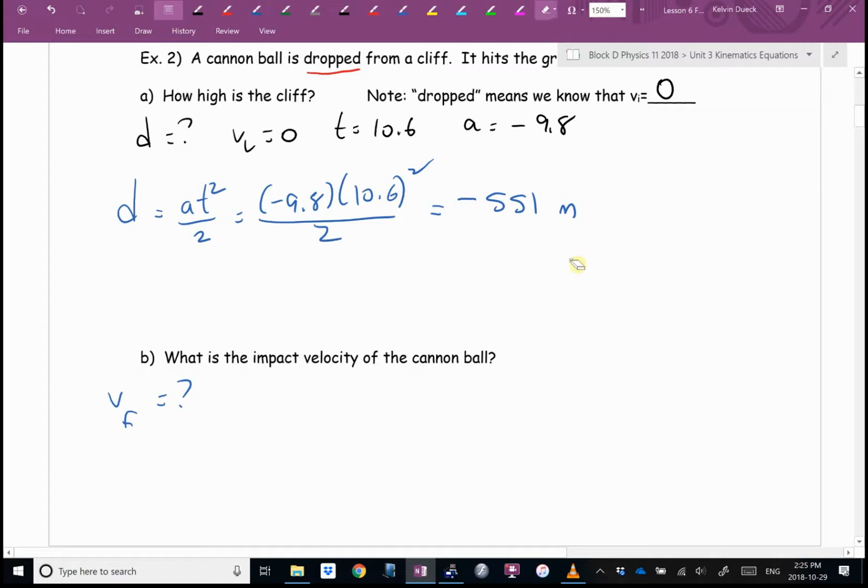I'm going to try and avoid using the D, because if I got that wrong, I'm getting this wrong. So is there a way that I can find VF from those? Which one? Oh, geez. Why did he waste my time?